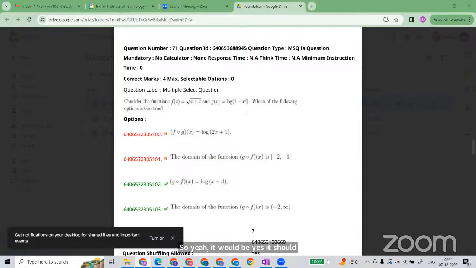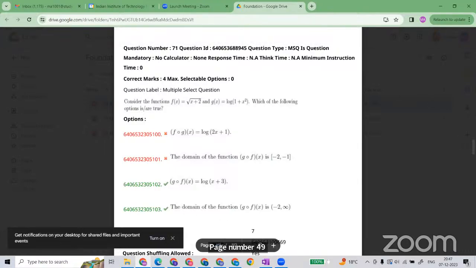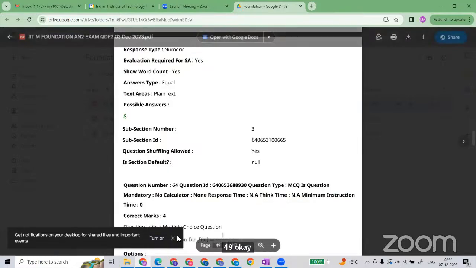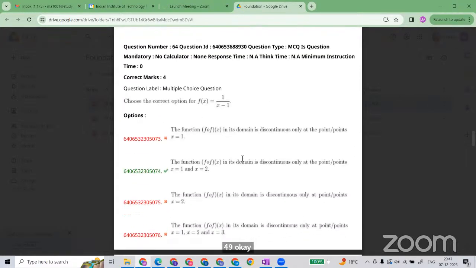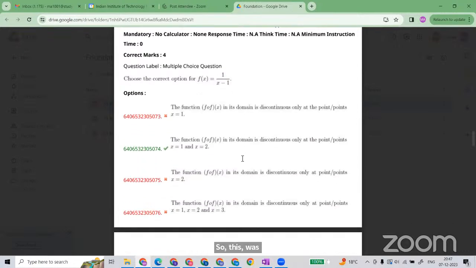Also, sir, there's one more question, on page number 49, question number 64. Sir, this was very confusing because none of the options fit. The question has specifically asked where in its domain it is discontinuous. Now, our domain doesn't include the values 1 and 2.